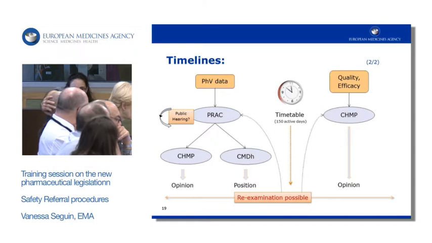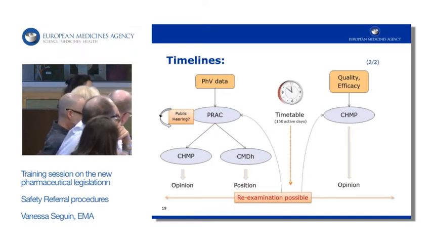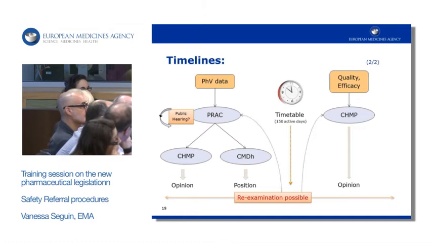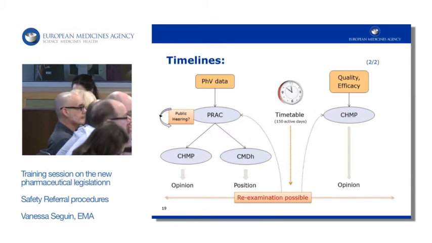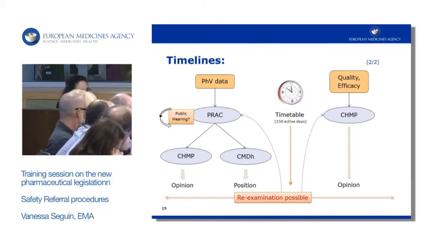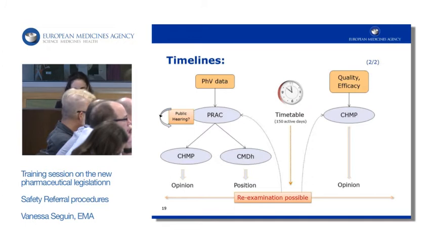Just because I'm not absolutely sure if all of you are familiar with what a re-examination is. The name by itself explains it. But in fact, for certain procedures the legislation allows the companies to disagree with the outcome of the committees, being PRAC or CHMP. And it means, in practical terms, that there will be a delay of a final outcome of at least 120 days, because these re-examination procedures in the legislation give 60 days for the companies and 60 days for the committees to reconsider the subject.